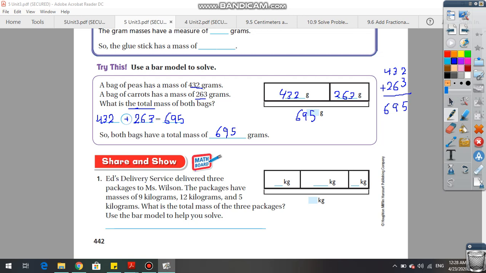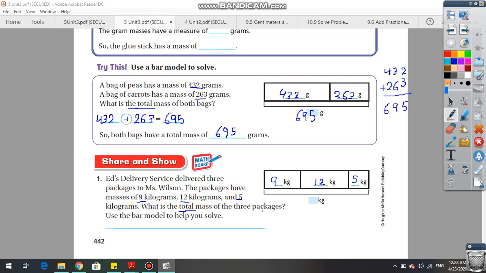Now number 1 here, share and show. A delivery service delivered 3 packages to Miss Wilson. The packages have masses of 9 kilograms, 12 kilograms, and 5 kilograms. What is the total mass of the 3 packages? It's too easy, guys. So I have 9, and I have 12, and I have 5. Okay, I need you to try to solve it, then check your answer.